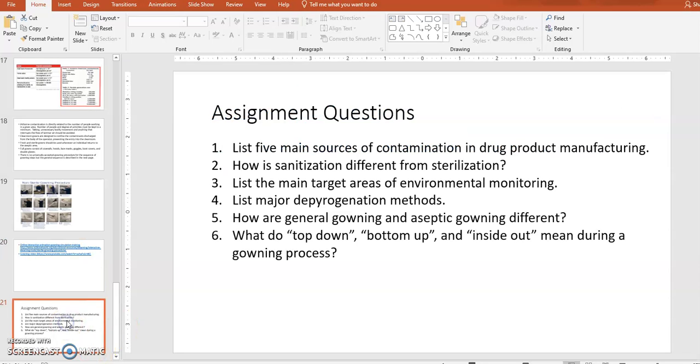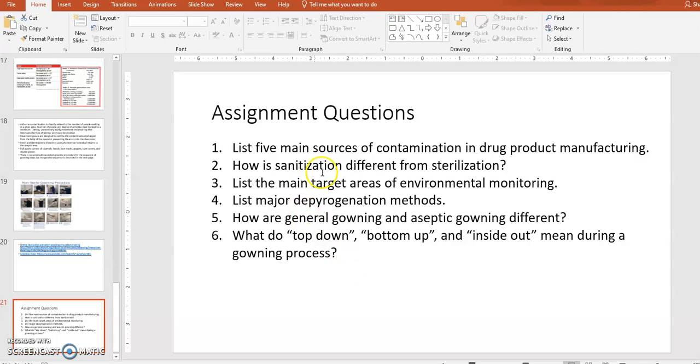All right, and assignment questions here. Number one, list 5 sources of contamination in drug product manufacturing. So contamination could come from where? Your facility, right? And the personnel, of course, and the raw materials, right? And the instruments. Just name it. So 5 of them, okay? It comes from many different sources.